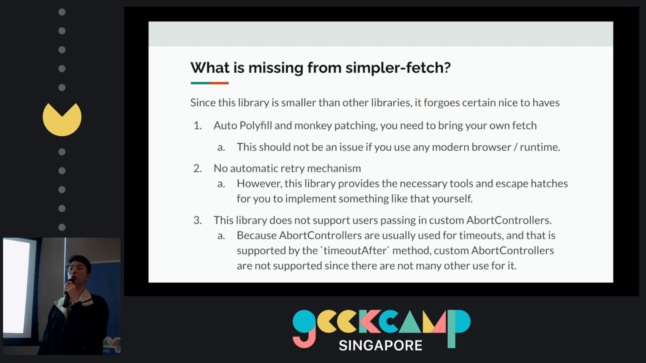There's no automatic retry mechanism, which many modern fetch libraries give, let's say Axios or whatnot, but most of the time, I don't see any use of it. Not that there's no use of it, but I don't personally see any use of it in most projects. And lastly, there is no support for custom abort controllers, because most of the time abort controllers are just used to support custom timeouts, and the library already supports custom timeouts.